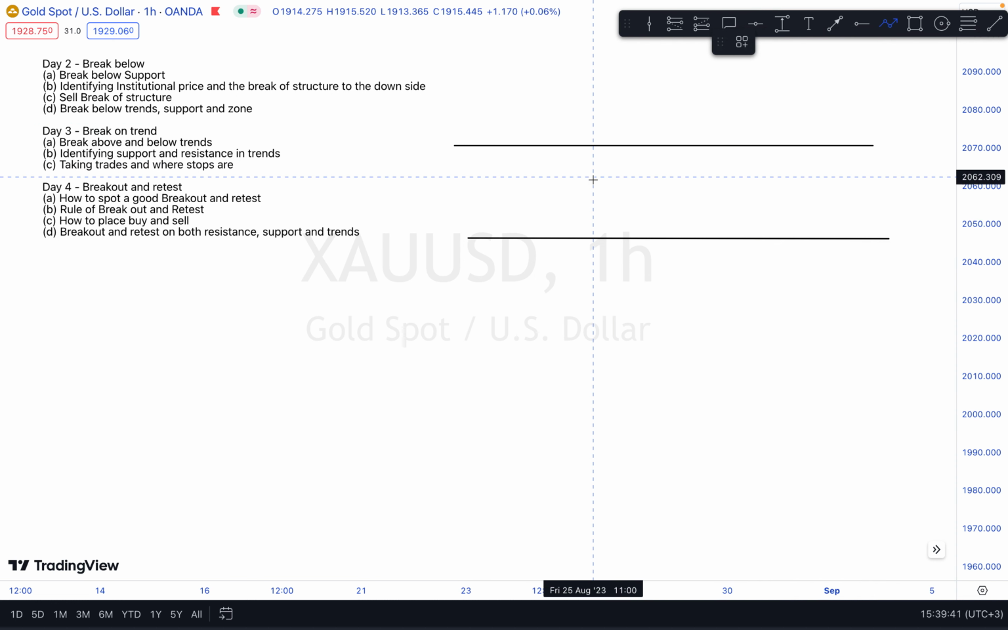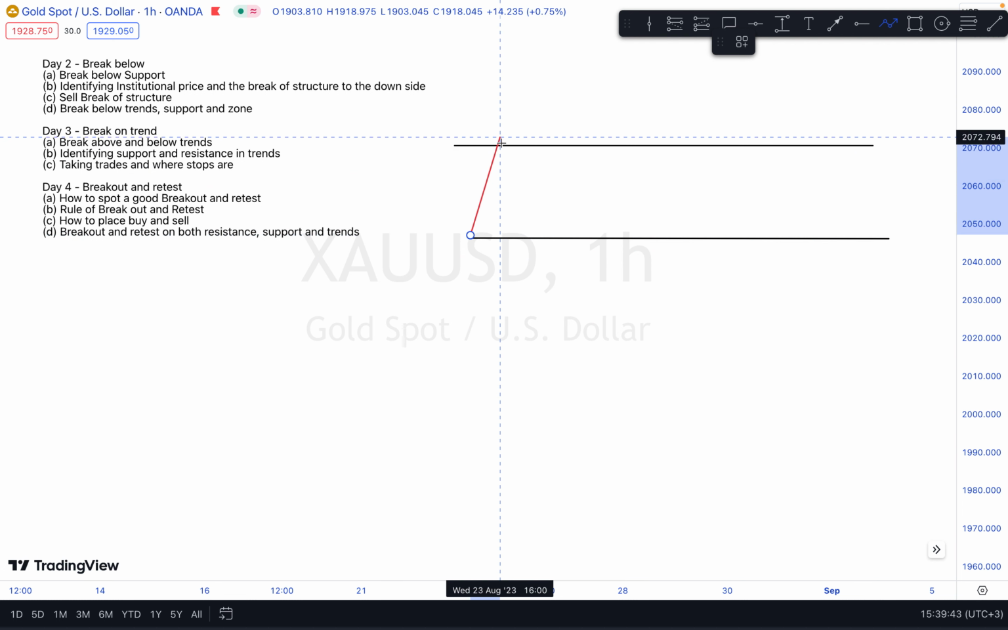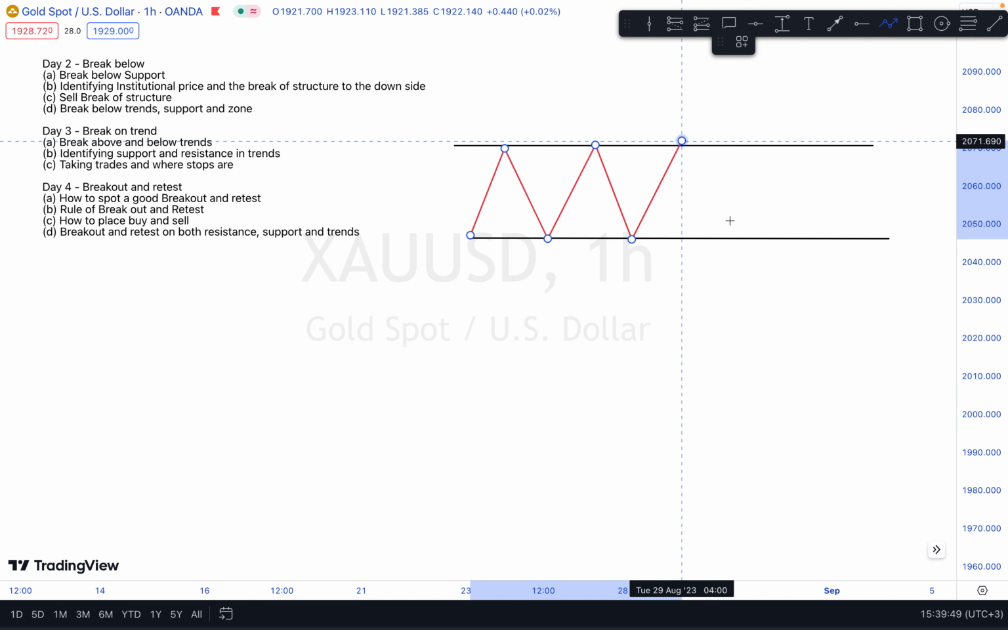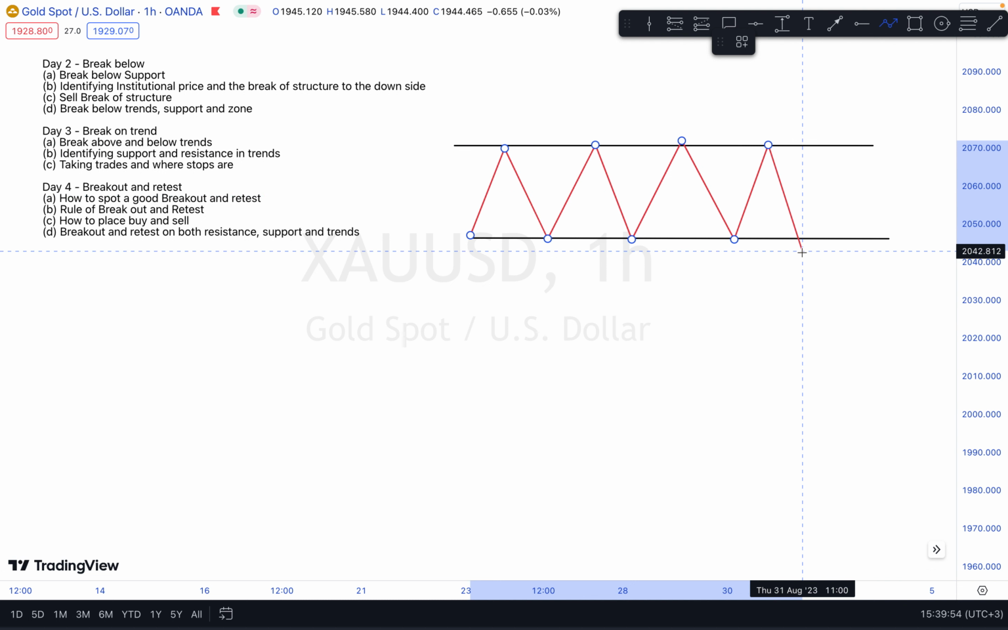Let's check these out. The resistance, as usual, I'm not going to label anything again. Support, the resistance, the support, the resistance, and then we had a break below. Breakout and a retest.